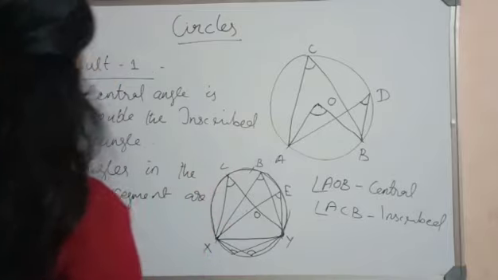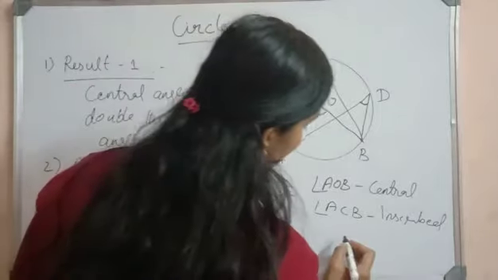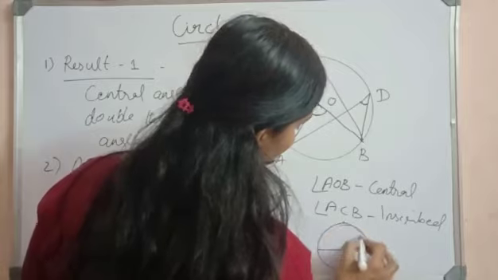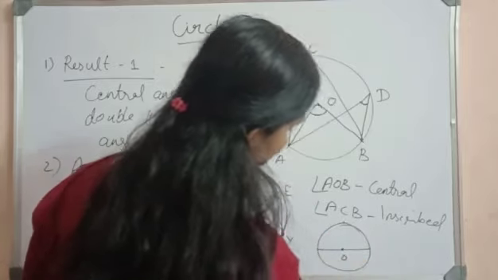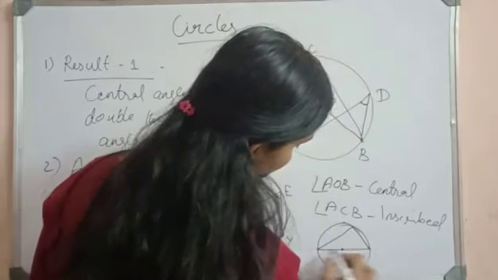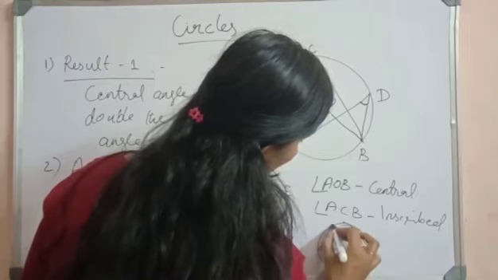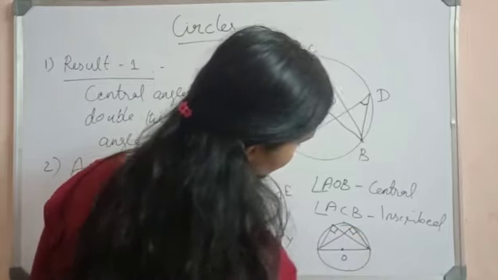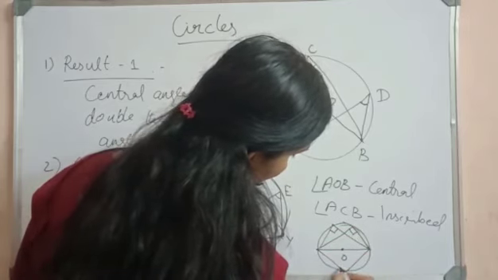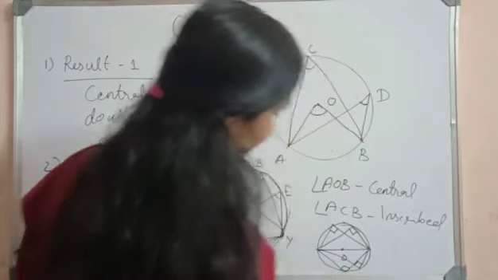Now the third result says that the angle in a semicircle is a right angle. The angle formed in a semicircle is a right angle. If you consider this circle, O is the center of the circle here, and if you consider any angle which is formed by this diameter, this is 90 degree. If you consider it anywhere on this semicircle, we can see that this is 90 degree. So the third result says that the angle formed in a semicircle is 90 degree.